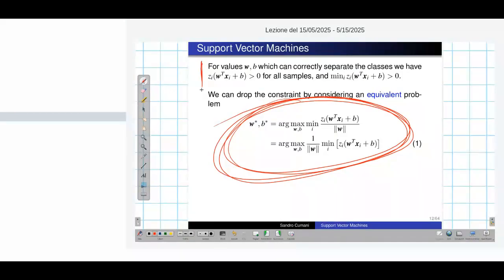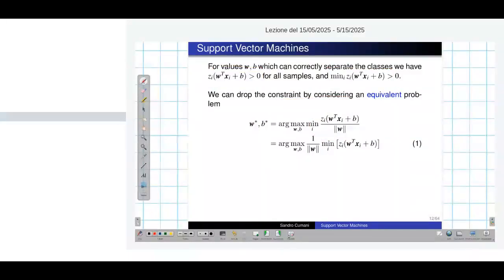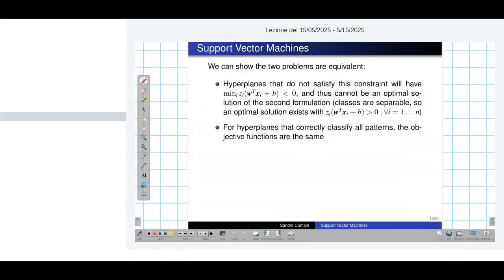If the classes are linearly separable, there exists W and B which correctly separates the classes, which means that for those W and B, zi W transpose xi plus B will always be positive, which means that also the minimum of the distance will be positive. So there is a solution of this problem where all these terms are positive.